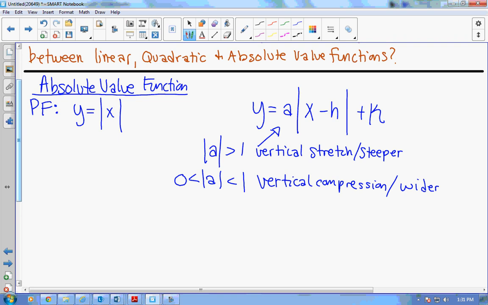And the last one, some of you said, what happens if a is less than 0? What type of numbers are less than 0? Negative. And if our a is negative, the graph flips, yeah? Down.